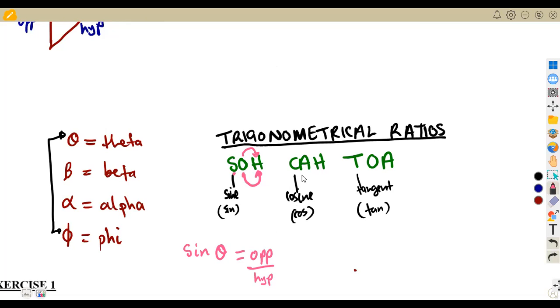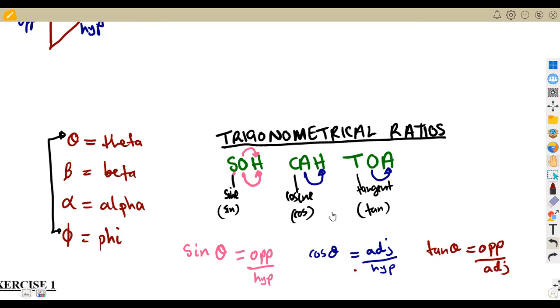Then we move on to the cosine of theta in this case. This is cos, which is adjacent over the hypotenuse. So the cos of theta is going to be given as the adjacent over the hypotenuse, like that, all right? Then we've got the tan of theta, which is opposite over the adjacent. So the O is for the opposite, right? So the tan of theta is equal to the opposite over the adjacent in this case.